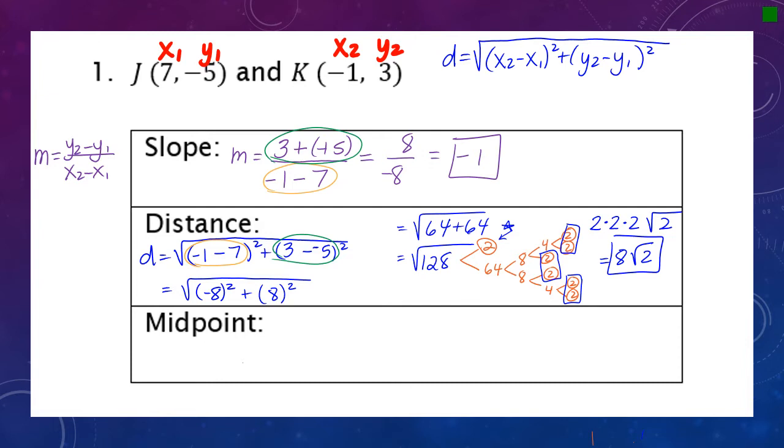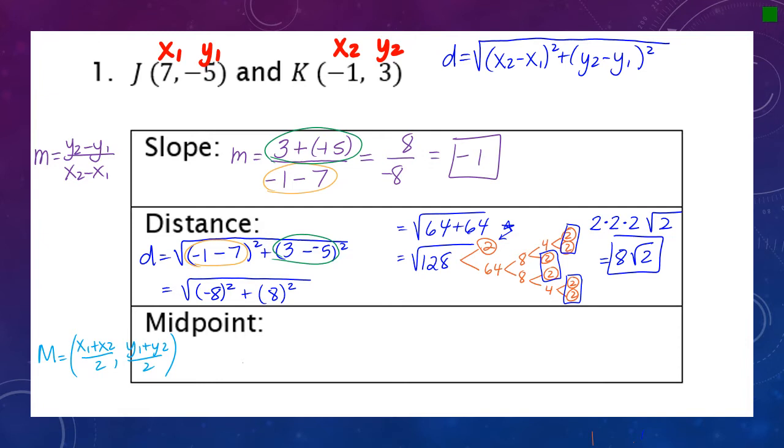Lastly, we're going to talk about midpoint. Midpoint, I think, in my opinion, is the easiest of all three. The midpoint formula is this. You have x1 plus x2 over 2 and y1 plus y2 over 2. So your answer for the midpoint formula is going to be a point. Your answer for slope and distance are going to be numbers.